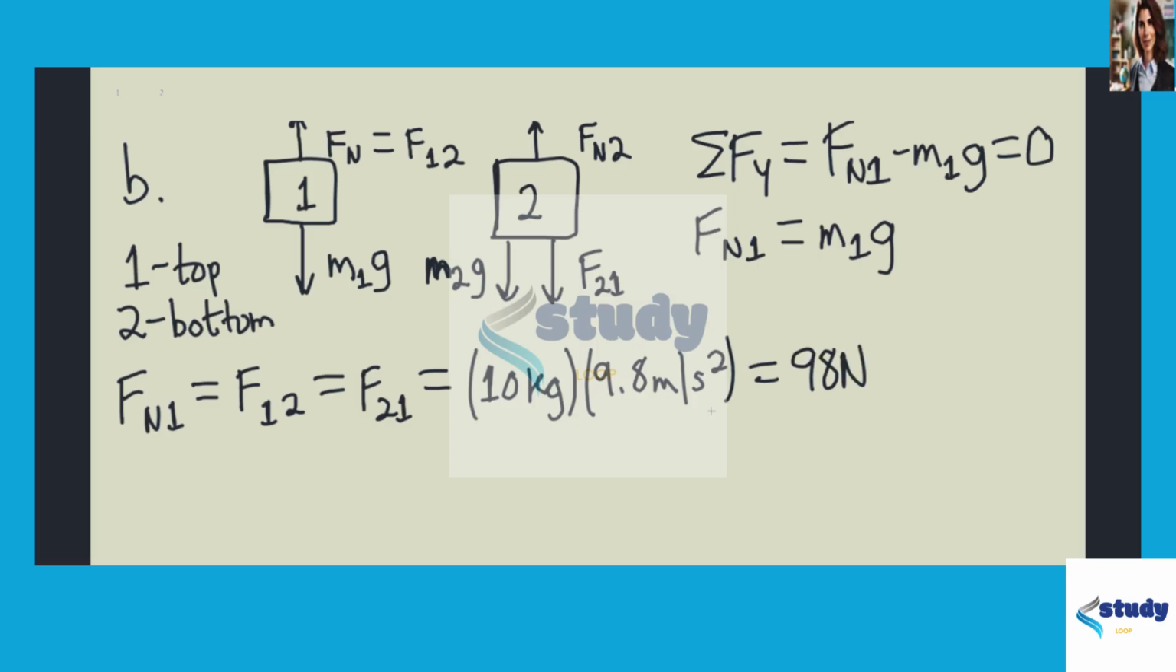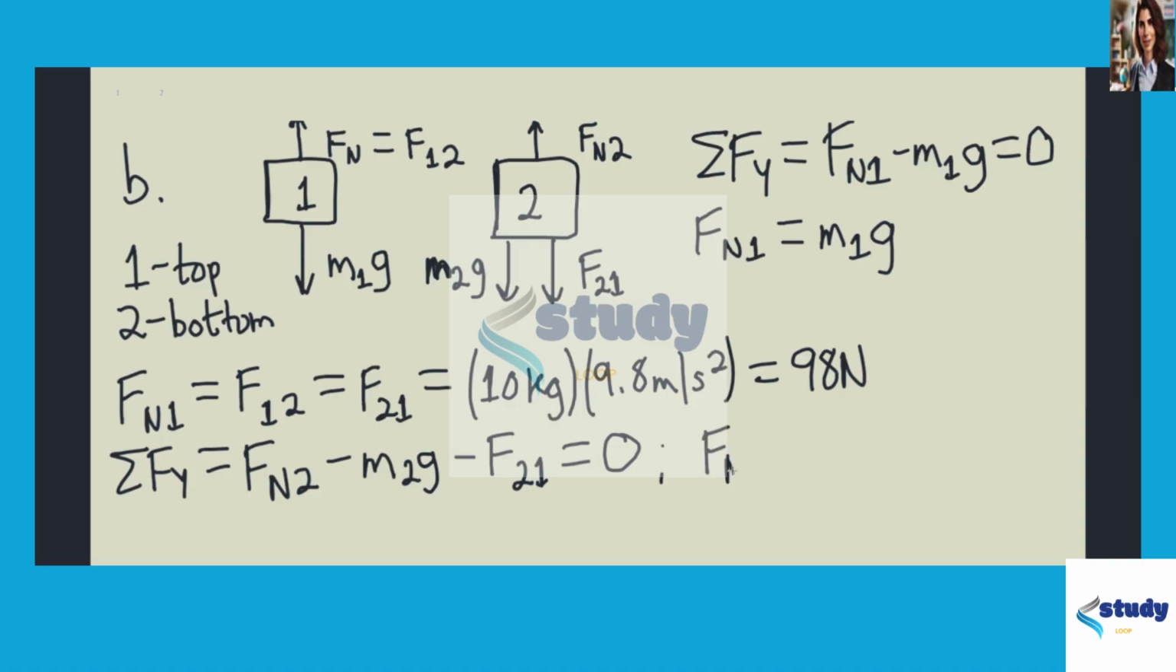So at this point, we can say that the sum of forces in the y direction for the second block will be force normal 2 minus mass sub 2 g minus force sub 2,1. And so this is going to equal 0 because, again, the system is in translational equilibrium. Therefore, F sub n2 would be equal to F sub 2,1 plus the weight, m sub 2 g.